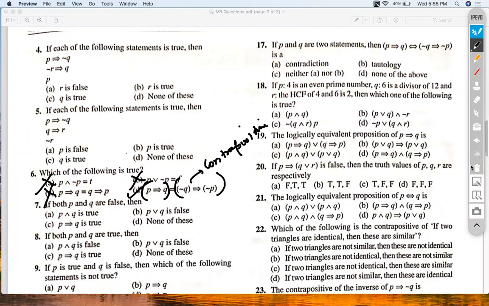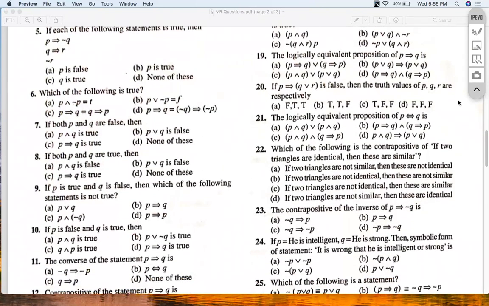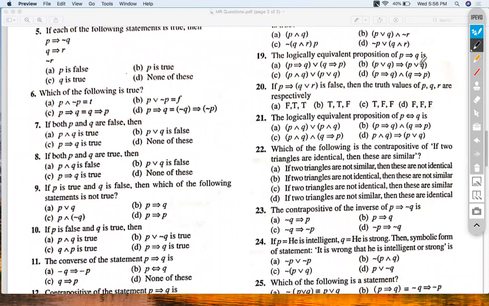Next. Seventh one. P and Q are false. P plus Q. So B. If both P and Q are false, intersection cannot be true, so this is wrong. Union can be false, right? Yes, sir. This is correct. Okay. So multi choice or single choice?